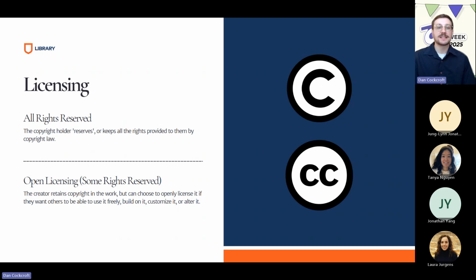We also have a licensing system called Creative Commons. We like to call this some rights reserved. Essentially, instead of asking people to reach out to you to ask how they may use your work, you're letting them know ahead of time. This is how my work may be used. We usually see this demonstrated or shown as the CC logo with two C's in there. We call this type of licensing open licensing.